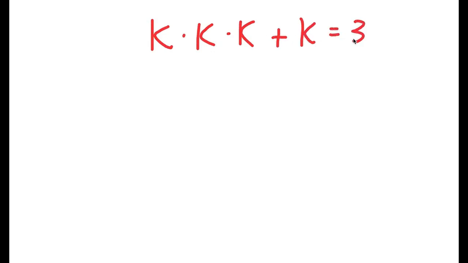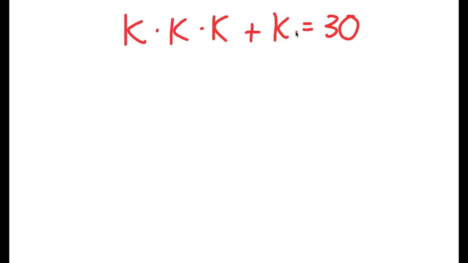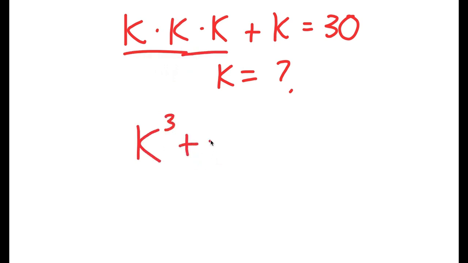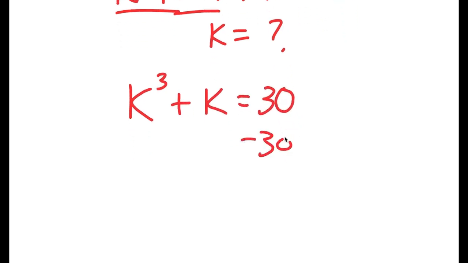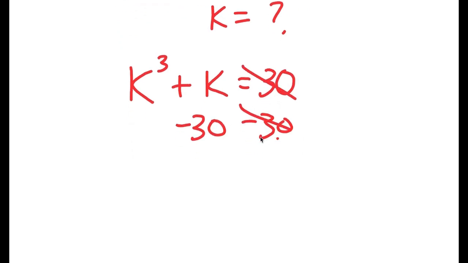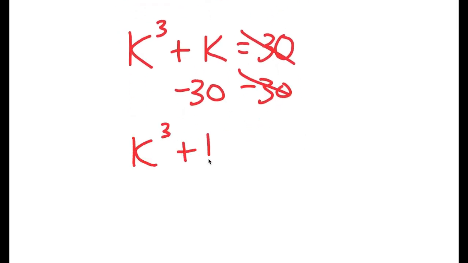Alright, so in this video, I'm going to solve the equation k times k times k plus k is equal to 30. So obviously I want to find the value of k in this equation. To start off, k times k times k is the same thing as k to the power of 3. So k to the power of 3 plus k is equal to 30. And now I'm going to subtract 30 on both sides. So I get k to the power of 3 plus k minus 30 is equal to 0.